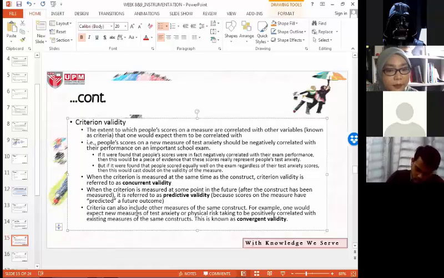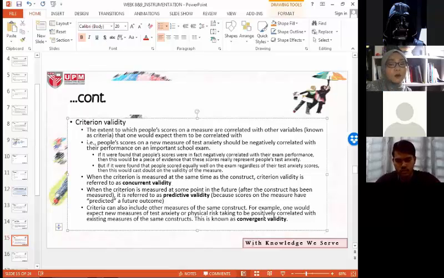Criteria can also include other measures of the same construct. For example, one would expect new measures of test anxiety or physical risk taking to be positively correlated with existing measures of the same construct. This is known as convergent validity.